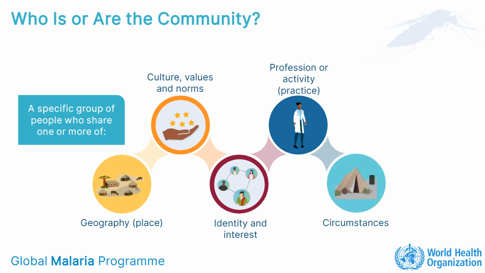And then there are communities formed by circumstances, such as natural disasters or political conflict. Refugees living in a camp are a community formed by circumstances. By definition, all communities have some type of social connection. These relationships have developed over time and are dynamic, with the potential to change.